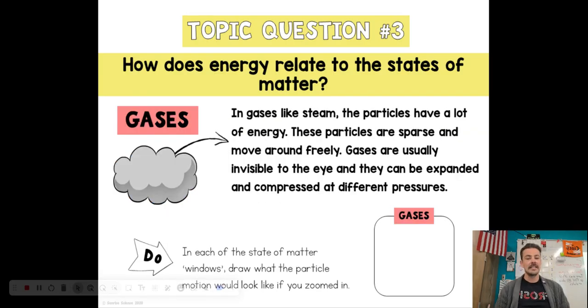Gases, like steam: the particles have a lot of energy. These particles are sparse and move around freely. Gases are usually invisible to the eye, and they can be expanded and compressed at different pressures. So in this window, draw the particles for gases. Remember, they are loosely bound together and freely move around. Keep that in mind when drawing your particles.